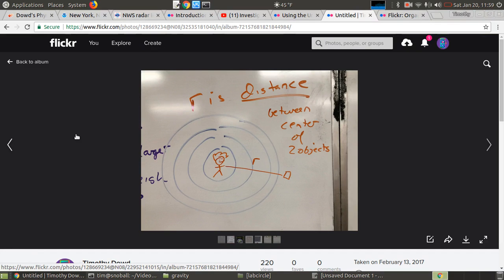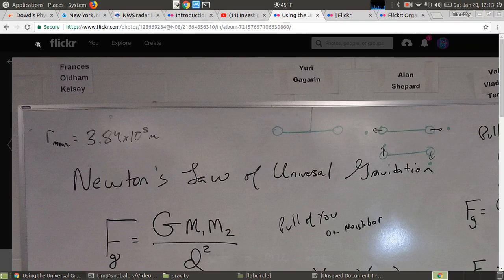So that's why R and D sometimes get substituted for each other as the distance on the bottom of Newton's law of universal gravitation. So just be careful about that difference in naming. The thing on the bottom of this equation is the distance between the objects who have mass 1 and mass 2. R and D mean the same thing. They do not mean radius and diameter.